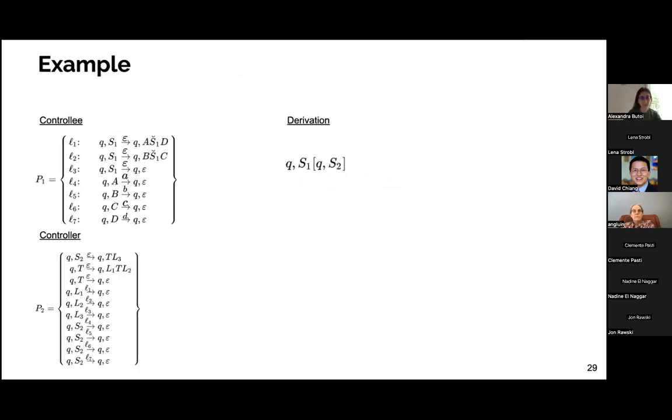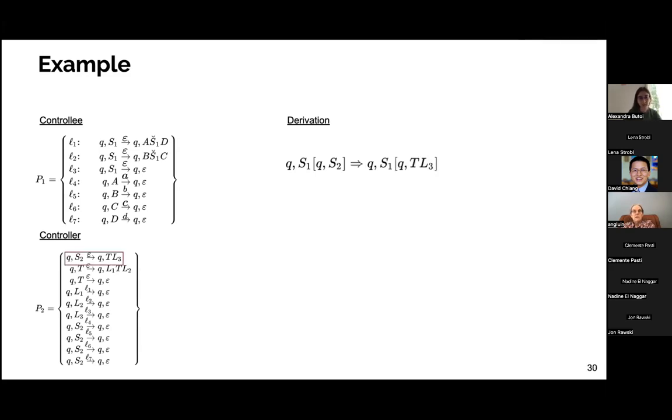So as an example, here I have both a controller PDA and a controllee PDA. And so we start from the initial configuration, say that Q is the initial state of the controllee, and S1 is the initial stack symbol, and this stack symbol is augmented with the initial configuration of the controller, which is QS2. And again, we can apply either rules of the controller only, or we can apply rules of the controller which trigger some rule of the controllee.